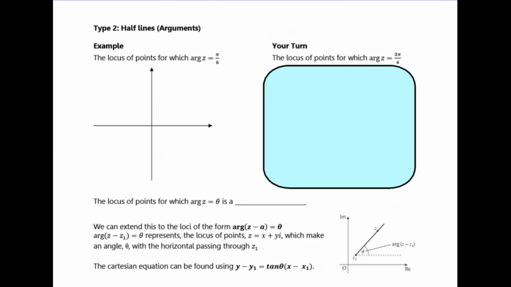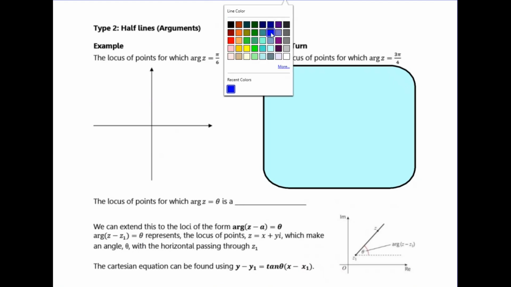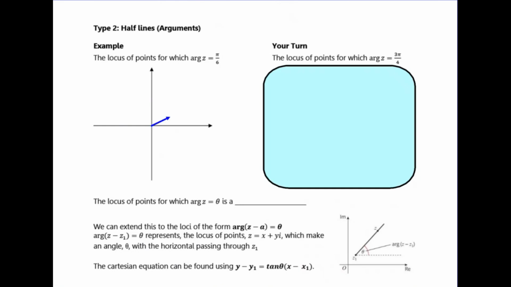The second type of loci you need to know about are half-lines. So half-lines are unique because these are to do with arguments rather than moduli. These are all the complex numbers which have a particular argument. So for example here, this is the locus of points of all the complex numbers which have an argument of pi/6. This is going to start from the origin. Pi/6 is 30 degrees. So it's going to go something like that.